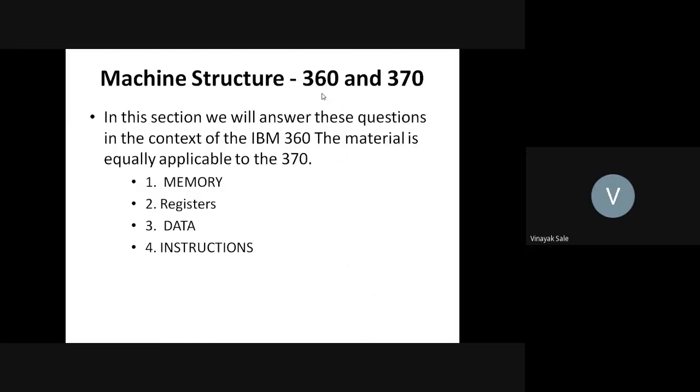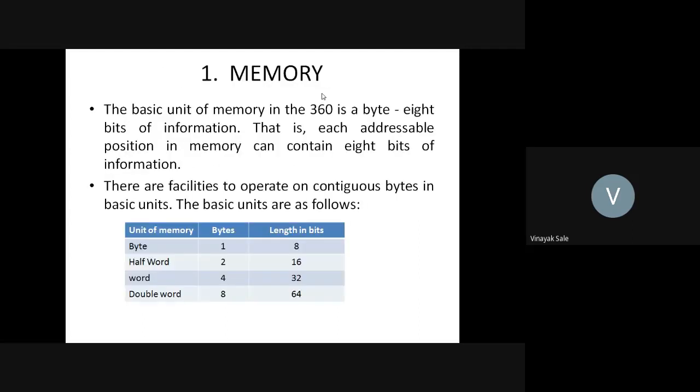Then machine structure of 360 and 370. So whenever generating any machine, we should know the answers of the questions regarding memory, register, data, and instruction. In the previous slide, we have seen those questions. So what is the memory? You have studied, sir.